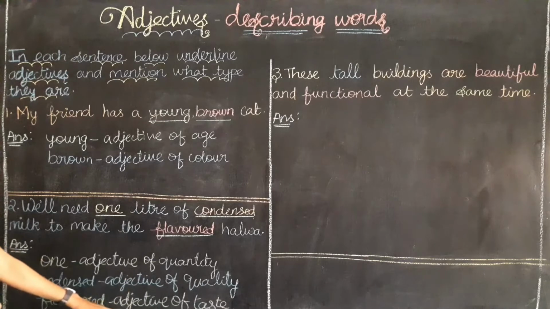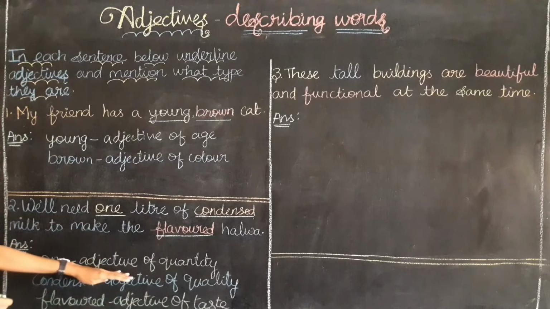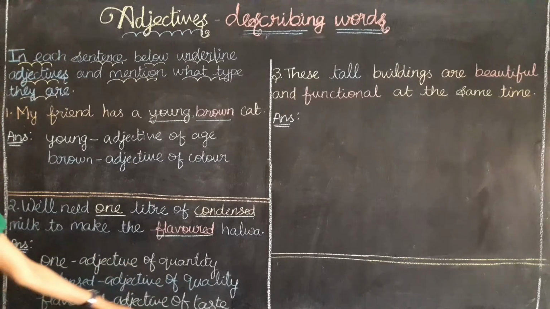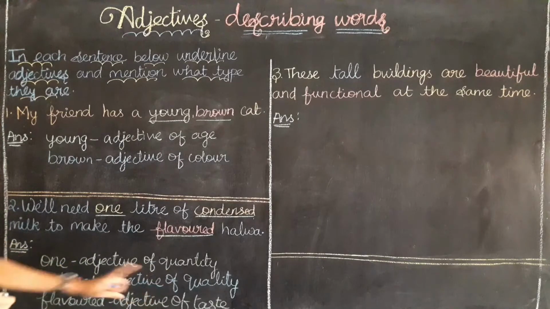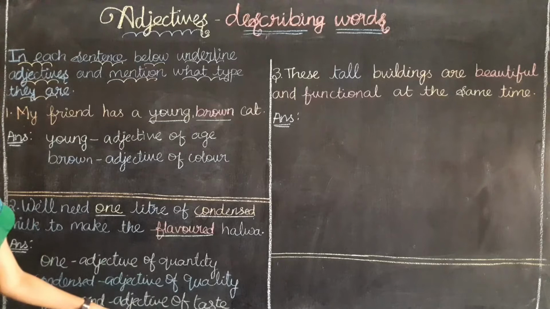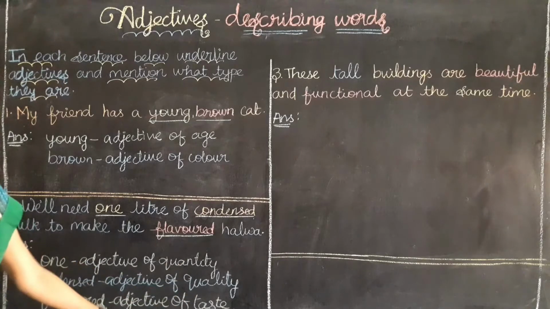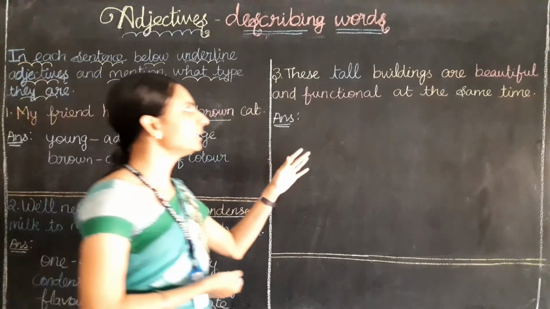So for all these words we have to start with adjective of, and then you have to write what type of adjective. Yes, condensed will be adjective of quality. Flavored means it is the adjective of taste. Okay, let's go for the third one.